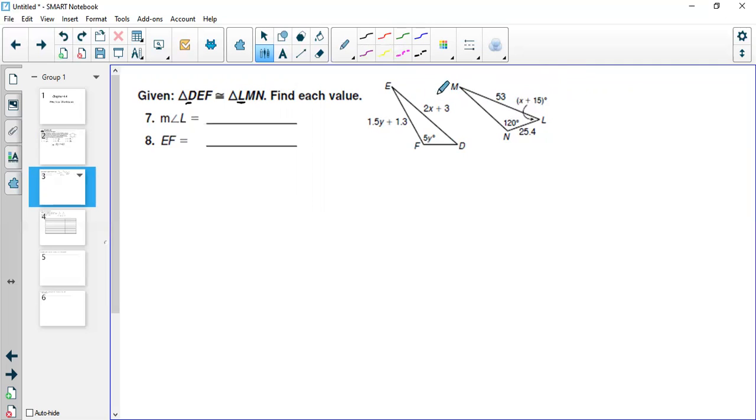There is x here. So did they give us the corresponding side? Yes, they did. So to find the value of x, we need to make use of these congruent sides, which is ED is congruent to ML. You need to write the statement, right? Without the statement, you can't move on. So ED is congruent to ML, which means 2x plus 3 is equal to 53. Now through this, you can find out the value of x.